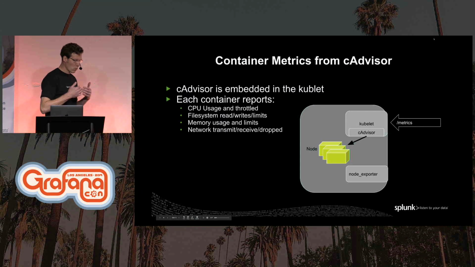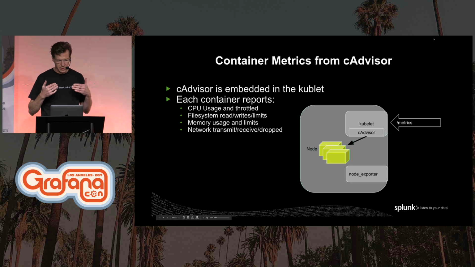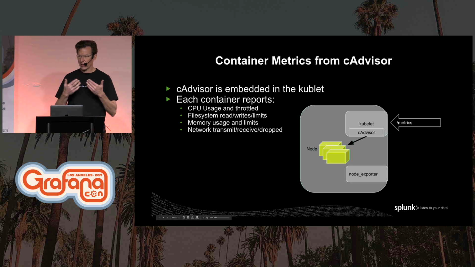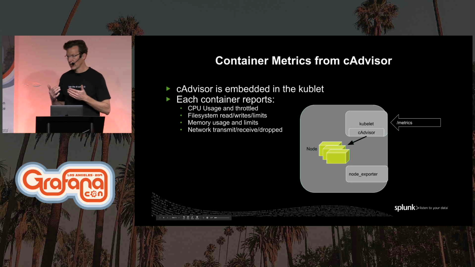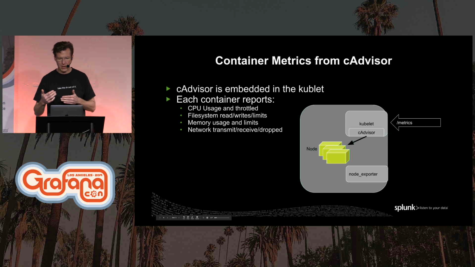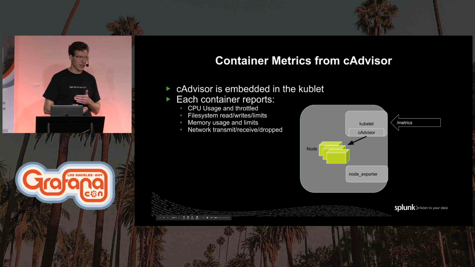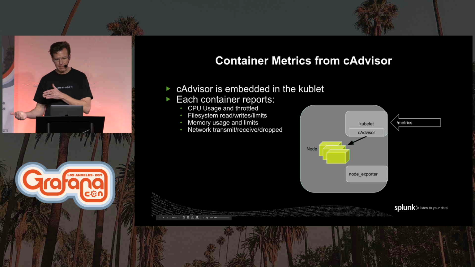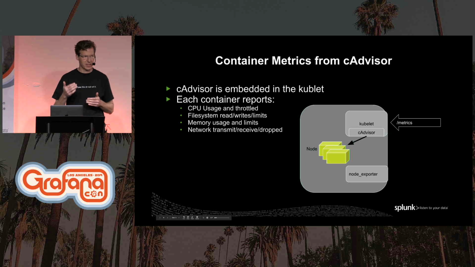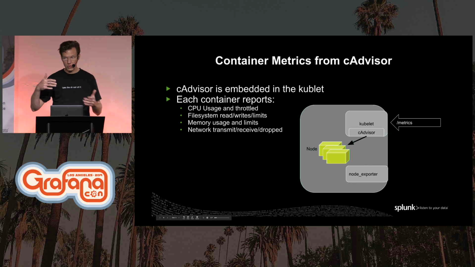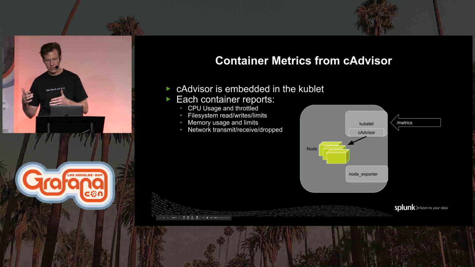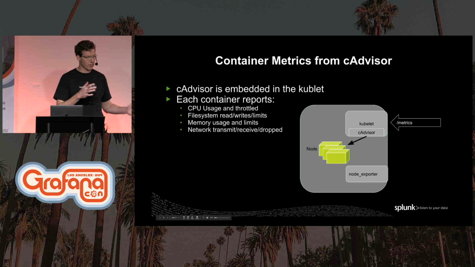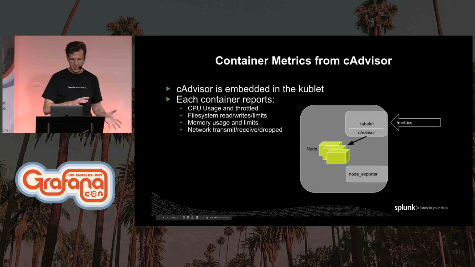All right, so working up the stack from your node level metrics, the next step on the path is your container level metrics. Container level metrics are gathered from a project from Google called cAdvisor. The cAdvisor code is embedded inside of the kubelet. The kubelet is the thing that runs on every node that controls all of the containers on your nodes. And cAdvisor gathers all of the performance information from all of your containers.